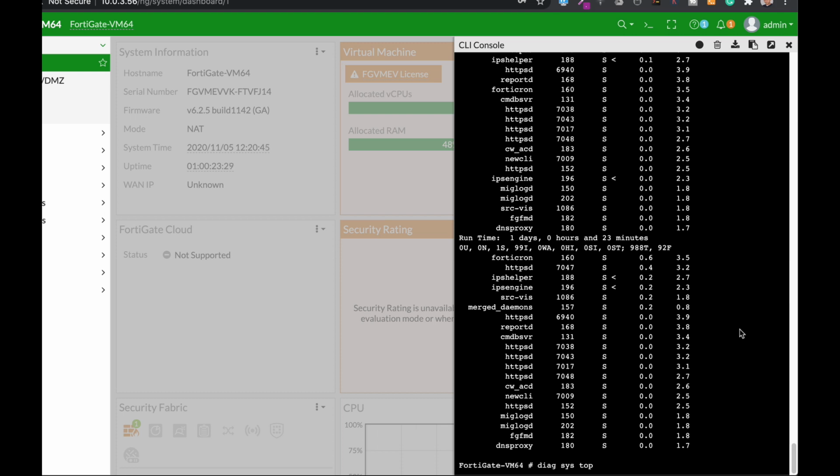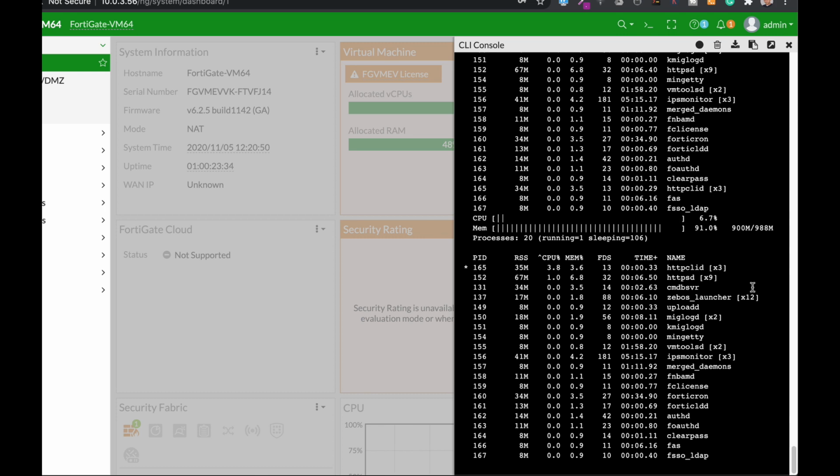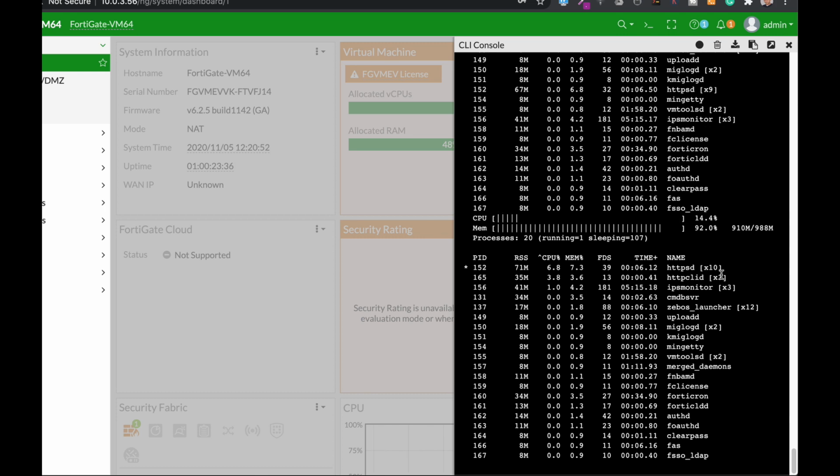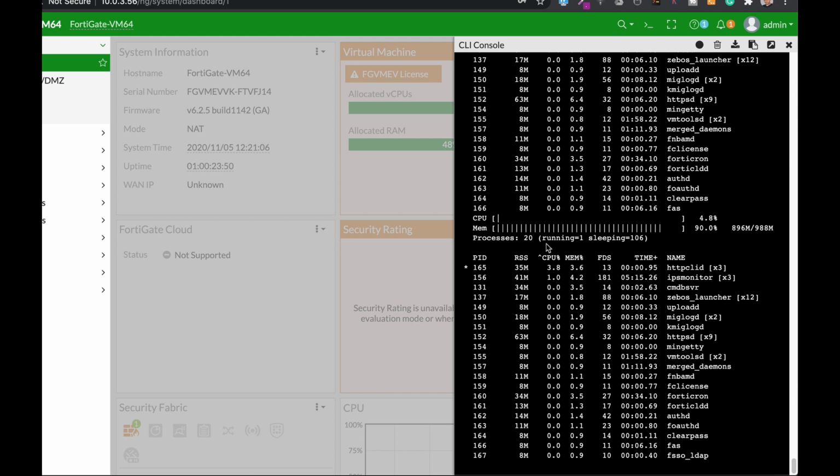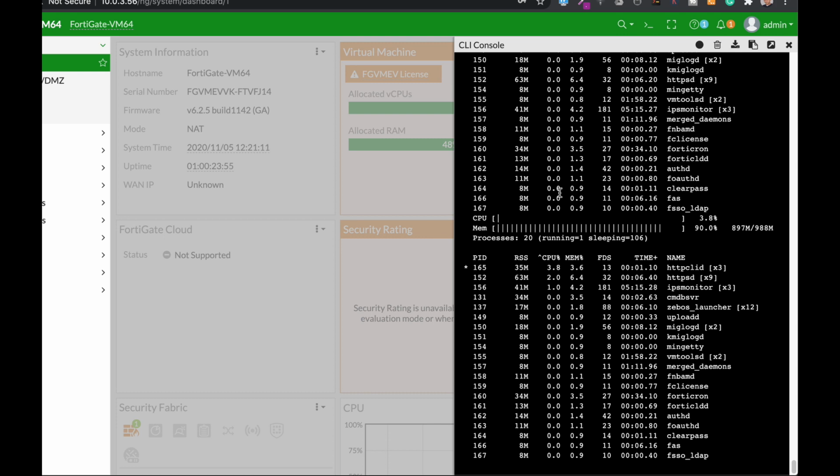The diag sys top summary actually aggregates all the processes. As you can see here to the right of each process, you can see the number of processes that the operating system divided the process itself into. That is the case where your operating system makes multiple copies of a process in order to subdivide the load itself or to handle similar tasks.